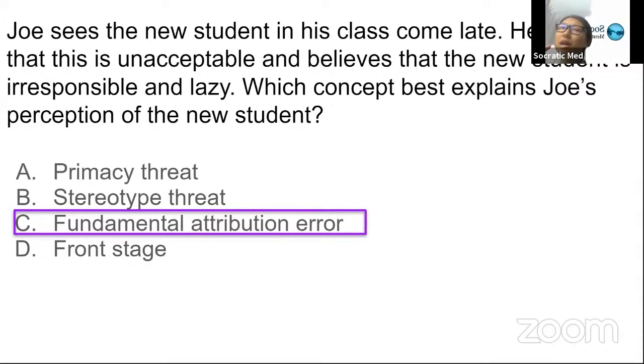And then front stage is associated with how people present themselves in front of the audience or the outside world. And then primacy threat is not quite exactly a term. The other one was actually primacy bias. So just a thing to know there.